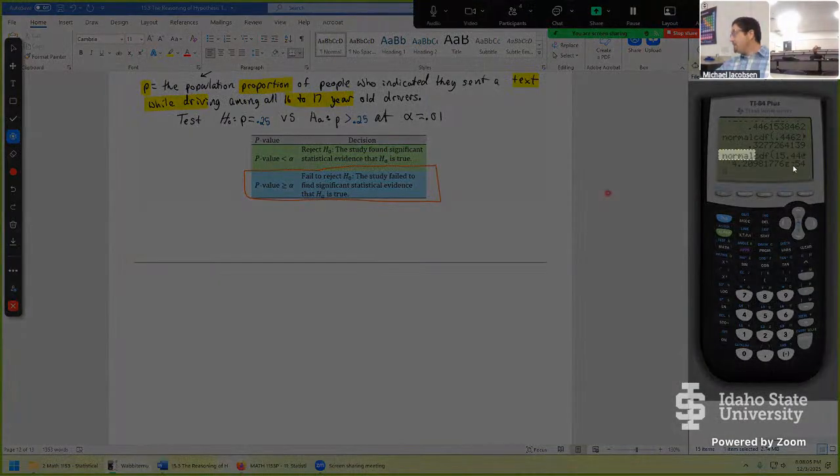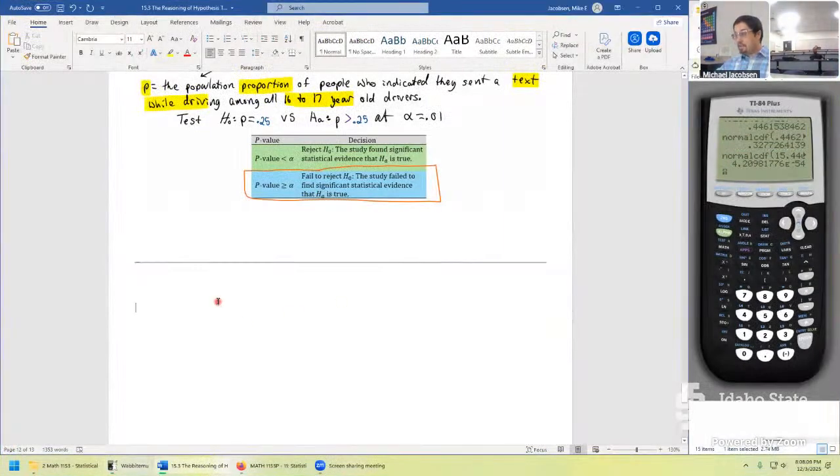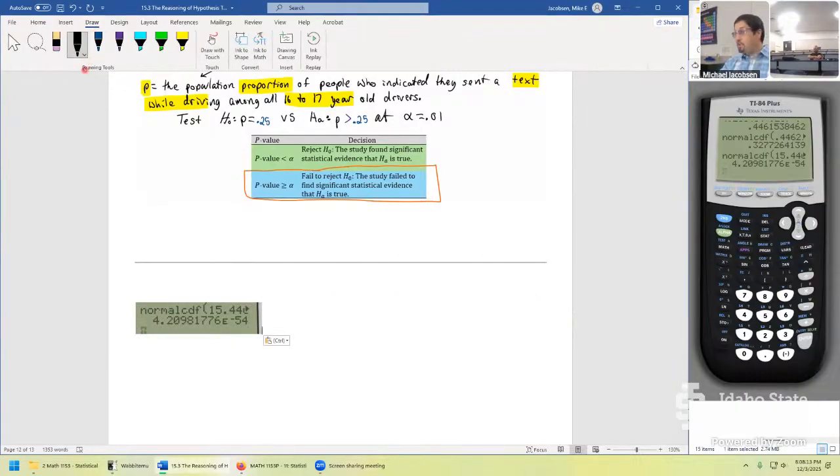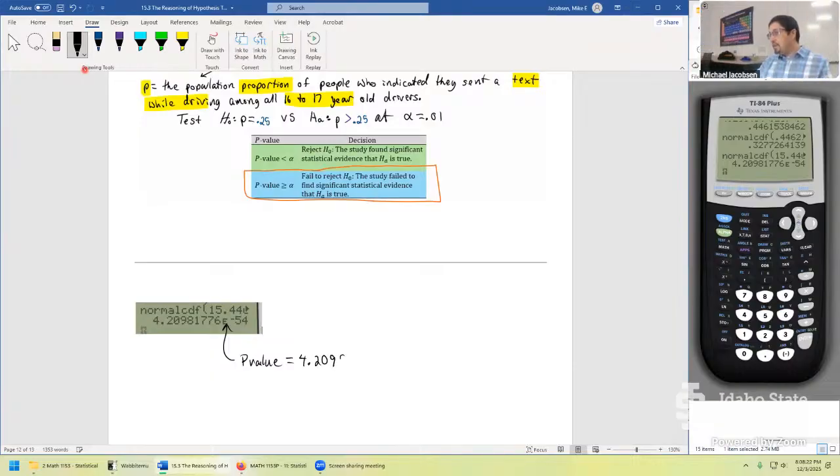If you get this value, and it can absolutely come up, we'll see one in our own notes, this means the p-value is equal to 4.2098 times 10 to the power of negative 54. In terms of moving decimals around, it means that decimal point has to move 54 spots to the left of the 4. It's hard to even write that down on paper.